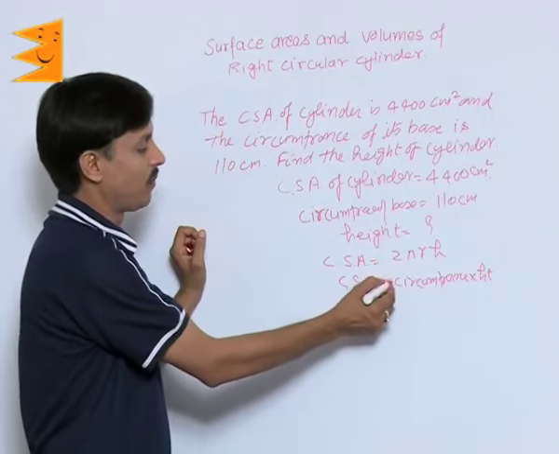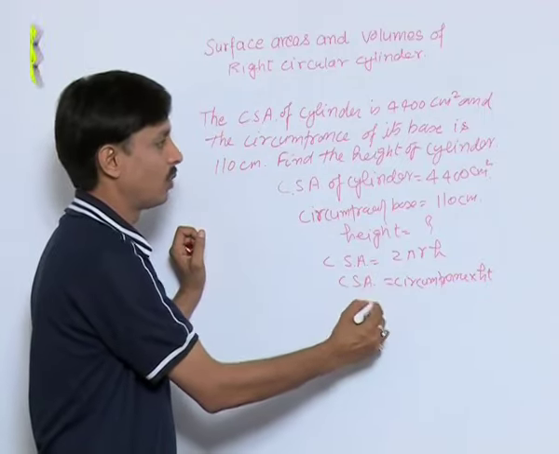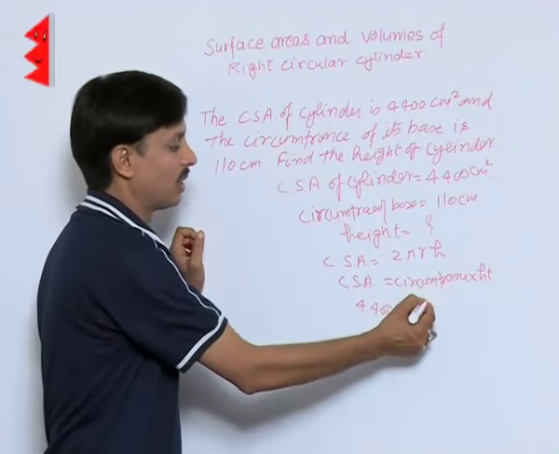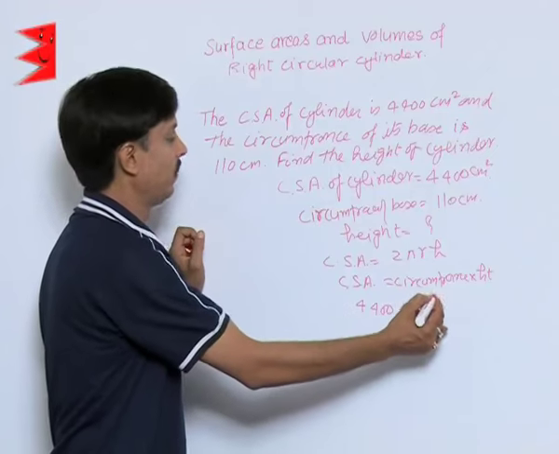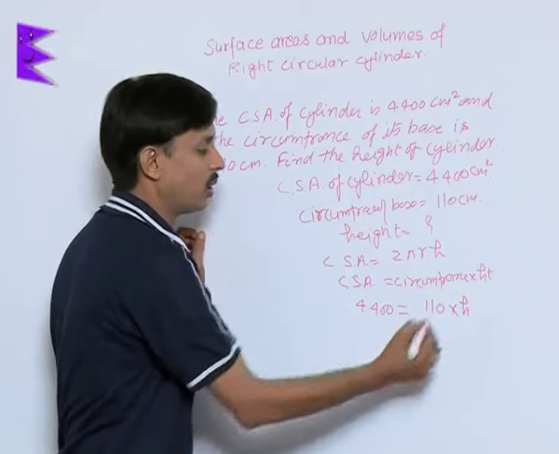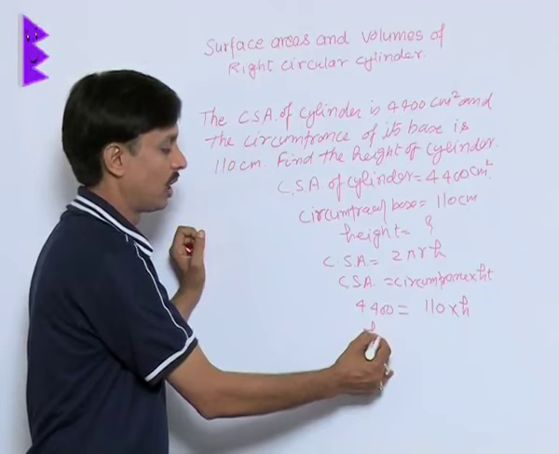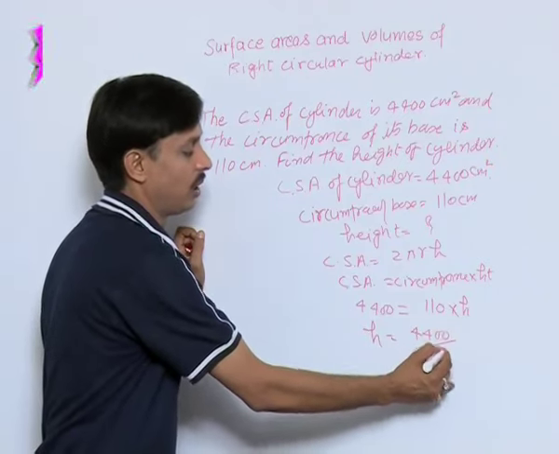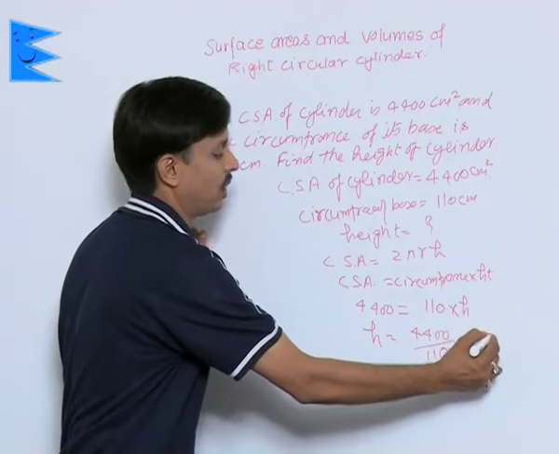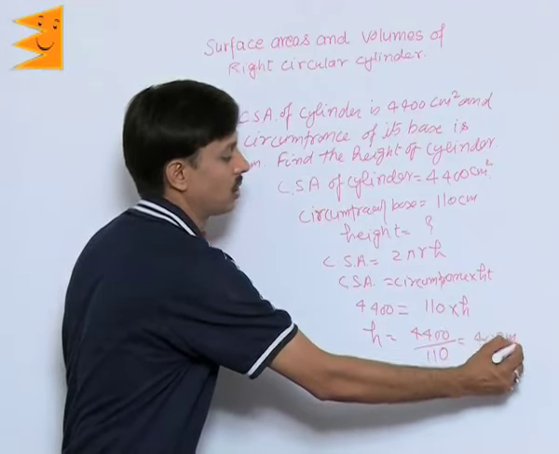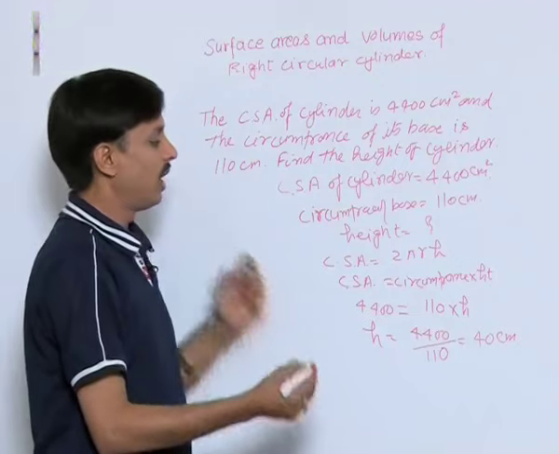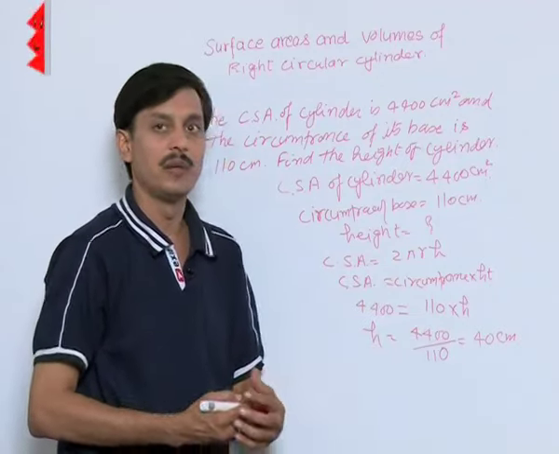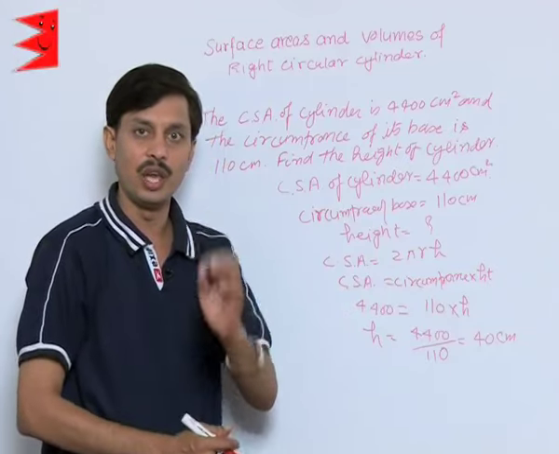Now the value of the area is given, 4400 centimeter square. The circumference is given as 110 centimeter. Into height is required, so the answer for height is 4400 divided by 110, which gives us 40 centimeter. Hence, for this question, the height of the cylinder must be 40 centimeter.